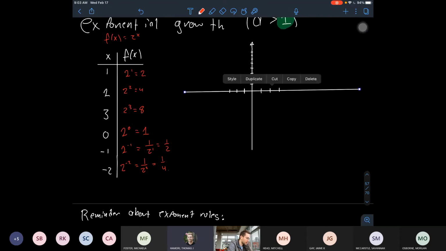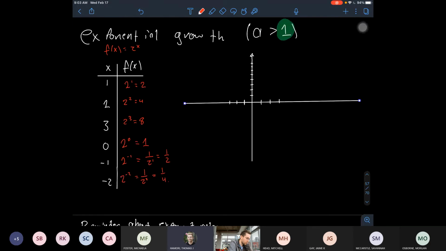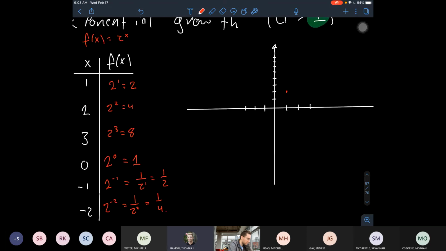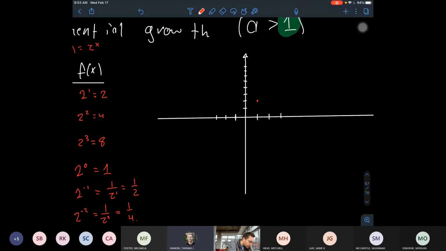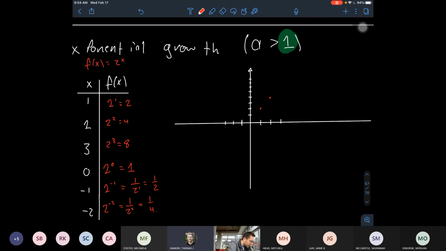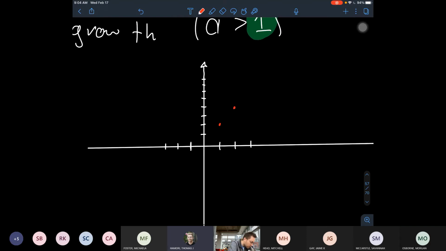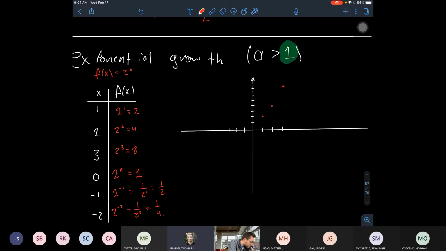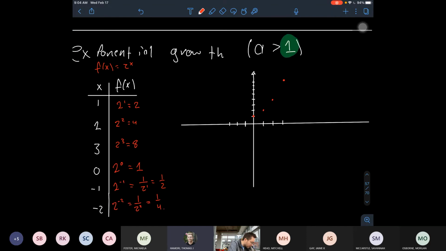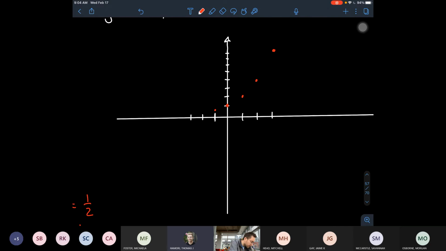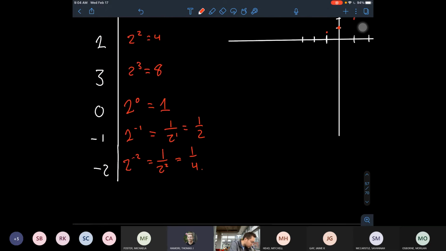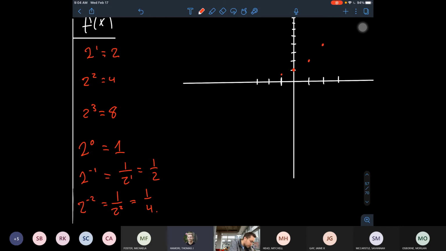Okay, so let's plot some of these points. We've got 1, 2. That goes right there. We've got 2, 4. 1, 2, 3, 4. Oops, I went up too far. 1, 2, 3, 4 would be right here. And we've got 3, 8. So that's way up here. And we have 0, 1. We have negative 1, 1/2. So I don't know, right here maybe. And then negative 2, 1/4. So like down here.